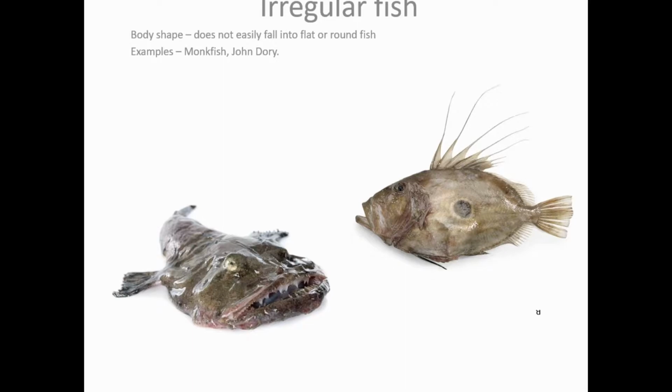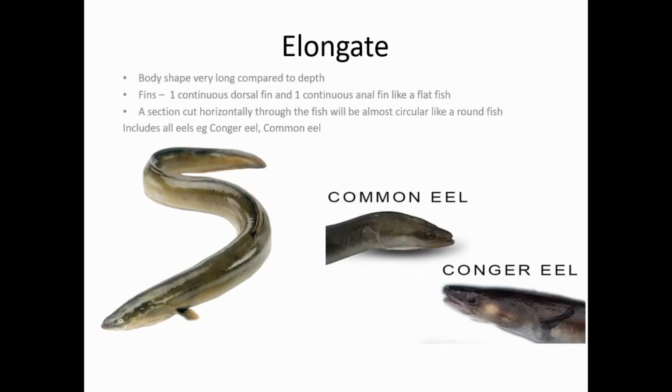And then the elongates, depending upon what eels are sold in your country, you need to specify the differences between a common eel and a conger eel. Talk about the fins, the body shape, and a section cut through the fish would be more like a round fish as it's steak, but not like a flatfish.